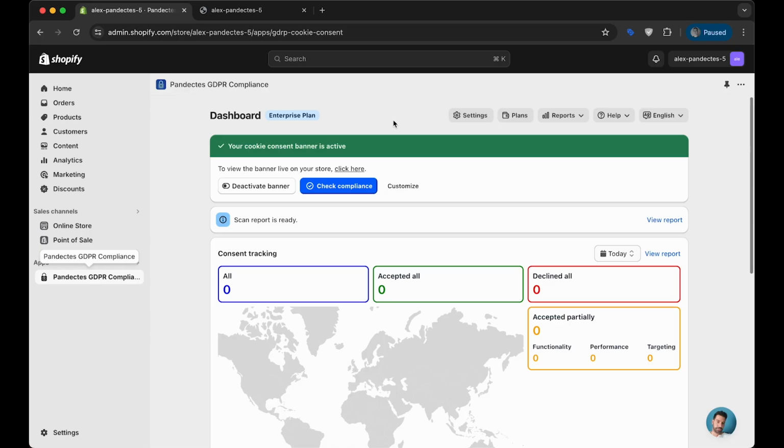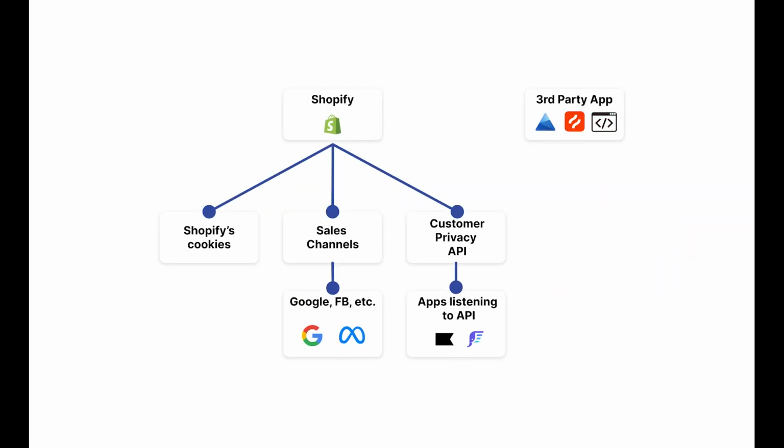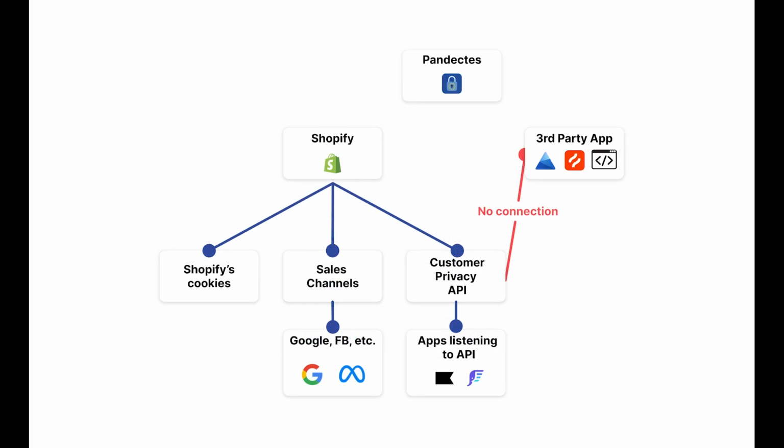Assuming you have set up your banner like we show in the video that you can see in the pop-up banner up there right now, if you still have non-strictly necessary cookies fired prior to consent on your store, then these cookies fall under a different category. This category consists of third-party apps that do not listen to Shopify's customer privacy API. Shopify does not have access to the scripts that create these cookies, so it cannot physically block them. And that's where Pandectes comes in with the Autoblocker feature, which does exactly that.